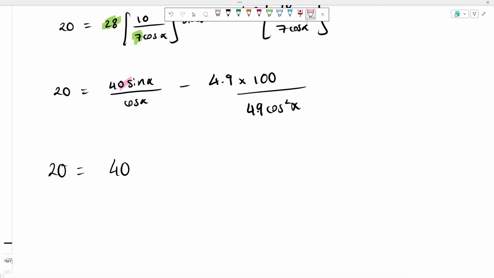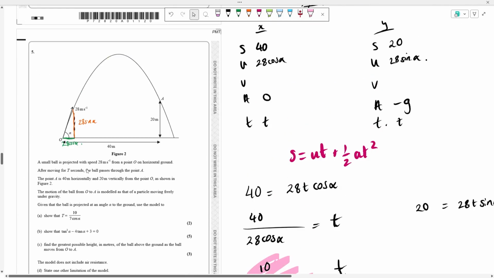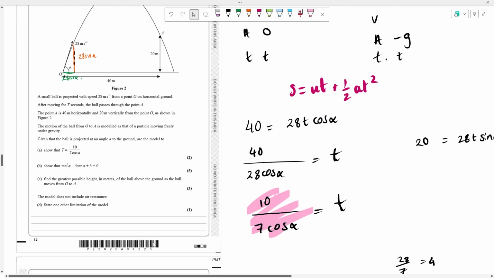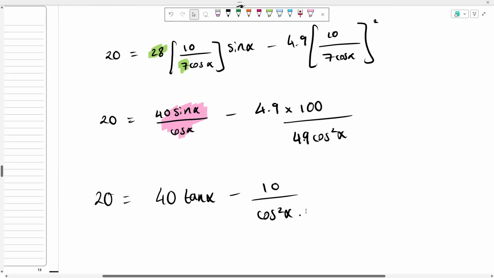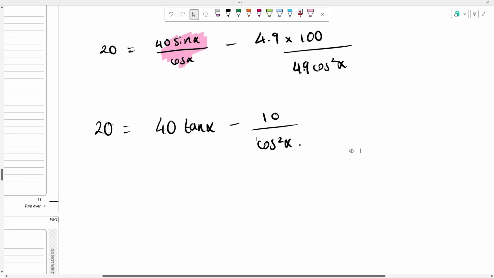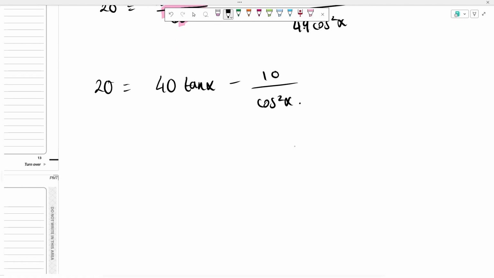Well, let's stop here for a second. This is tan alpha minus, we had 10 over cos squared alpha. Alright, the question's asking us about making an expression with tan squared. Well, at the moment we don't have tan squared, but we do have cos squared. How can we write cos squared when it's on a denominator? Well, we can write this as 20 is equal to 40 tan alpha minus 10 sec squared alpha.